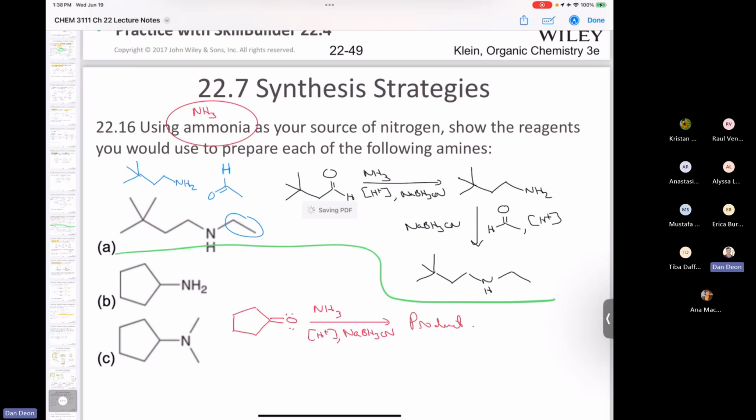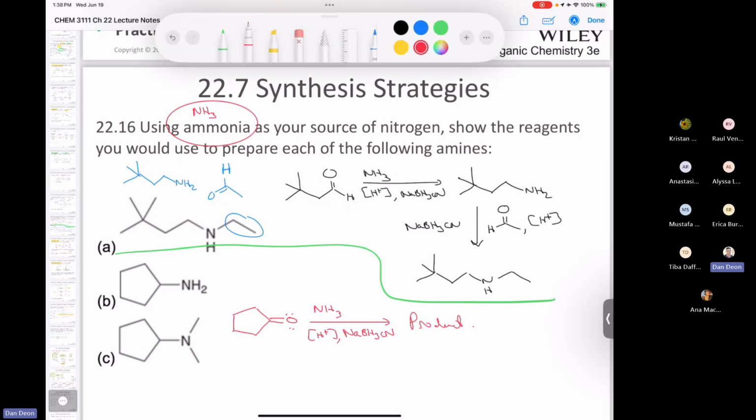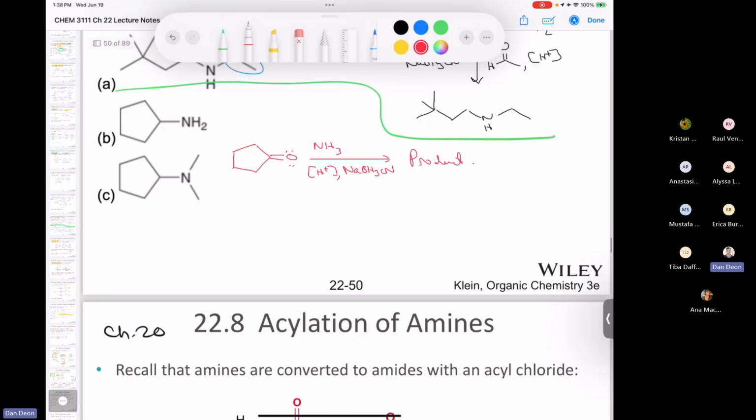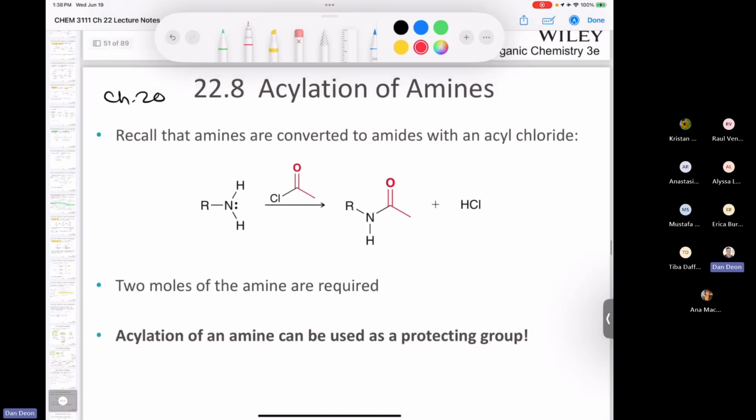Everybody with me so far on making primary amines and then using reductive amination to make a secondary or a tertiary amine from a primary amine? All right, cool. So we haven't been talking that long, so I'm going to keep moving forward and get into section 22.8, which deals with acylation of amines.